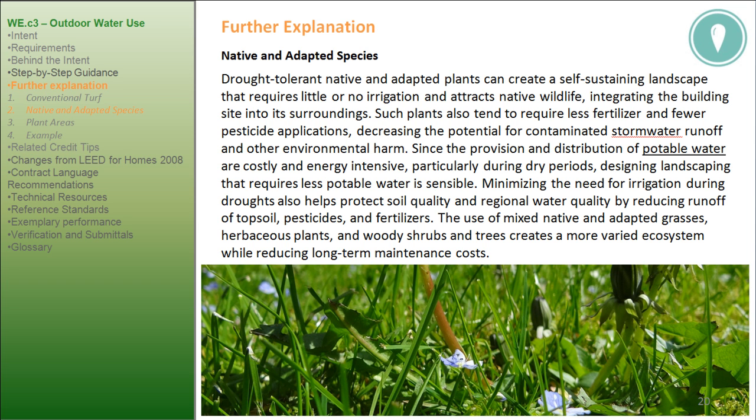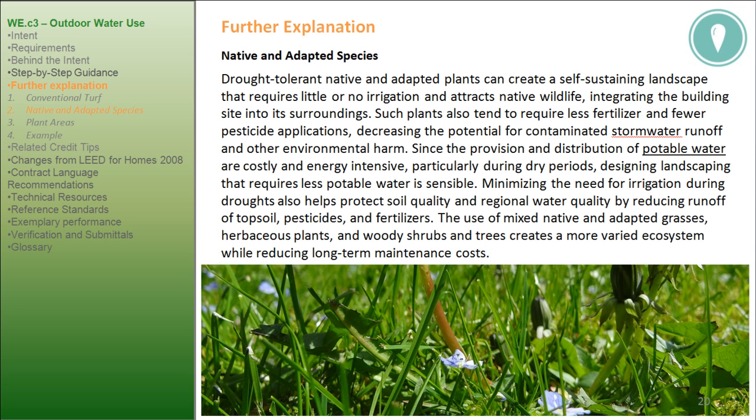Drought-tolerant native and adapted plants can create a self-sustaining landscape that requires little or no irrigation and attracts native wildlife, integrating the building site into its surroundings. Such plants also tend to require less fertilizer and fewer pesticide applications, decreasing the potential for contaminated stormwater runoff and other environmental harm. Since the provision and distribution of potable water are costly and energy-intensive, particularly during dry periods, designing landscaping that requires less potable water is sensible.